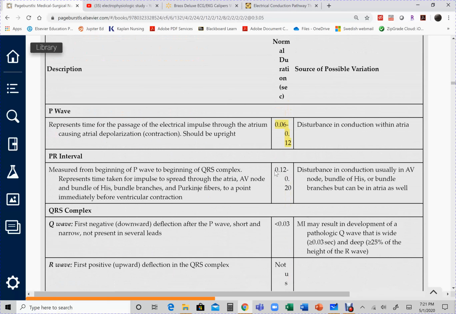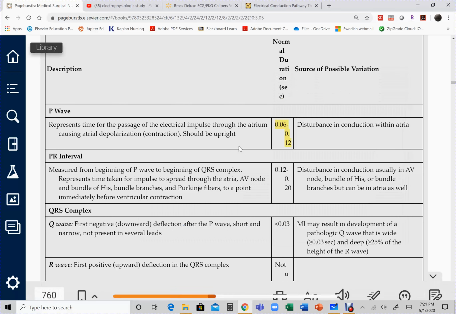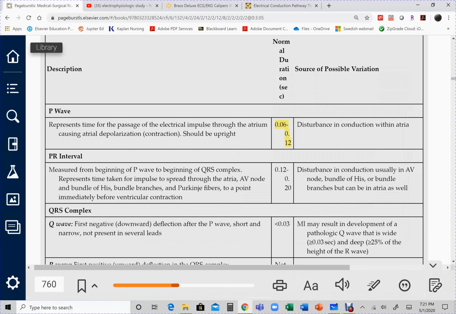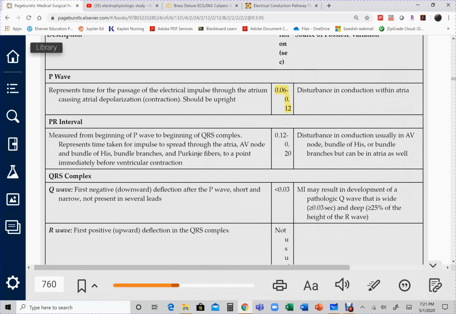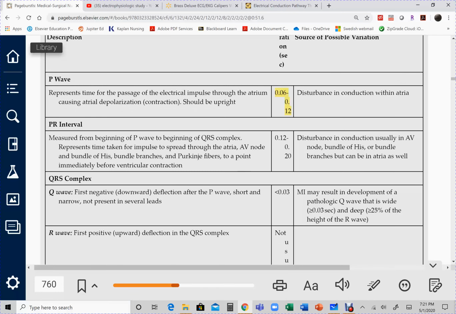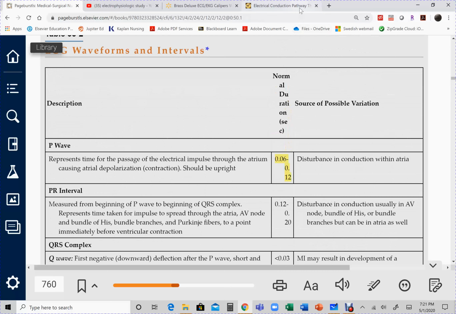The PR interval should measure only between 0.12 to 0.2 seconds. So that's about 3 to 5 small blocks. Okay, so the maximum PR interval must not be more than one big block long, or in duration. So what does this time represent? Let's go now to the conduction pathway.